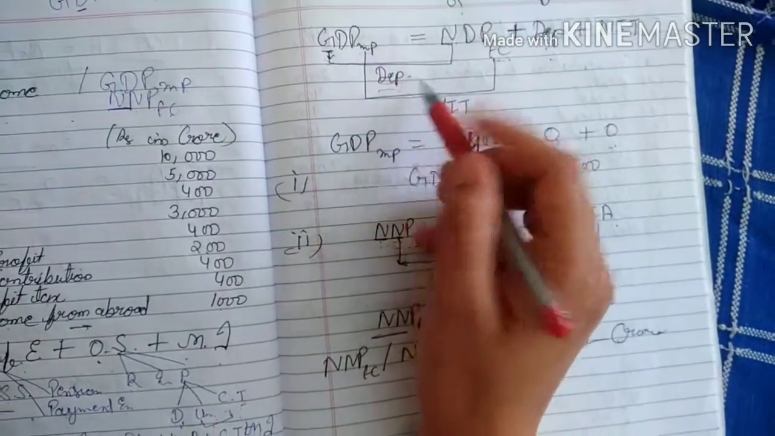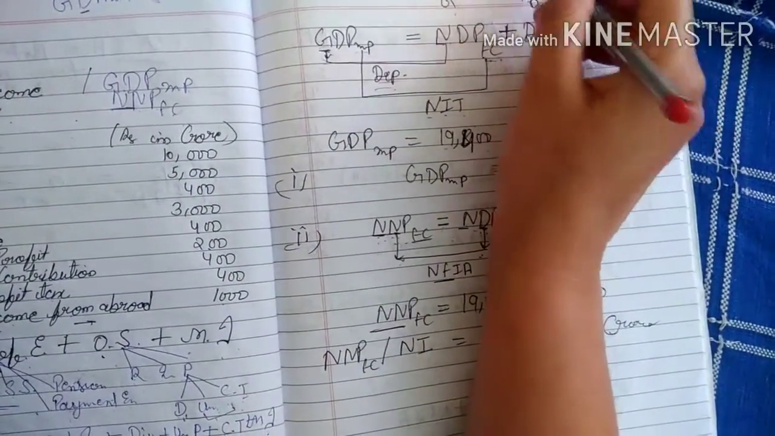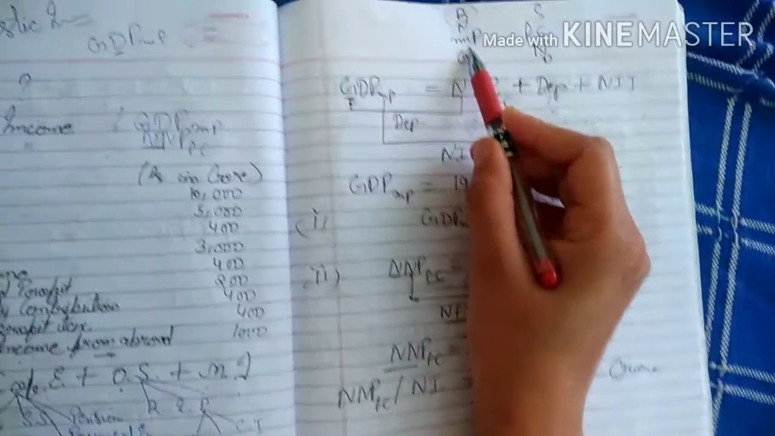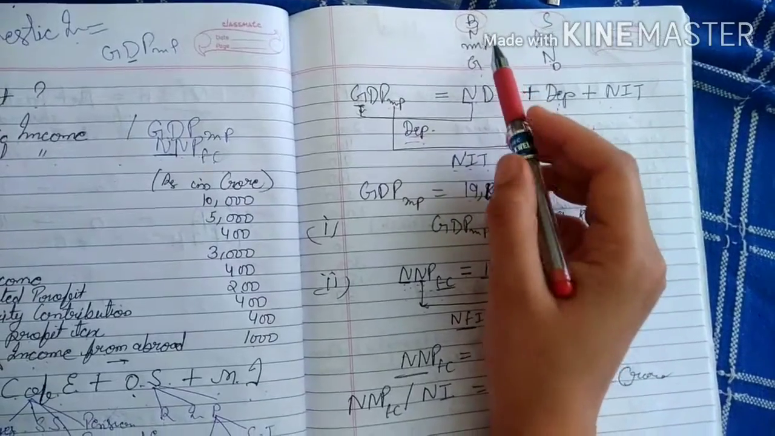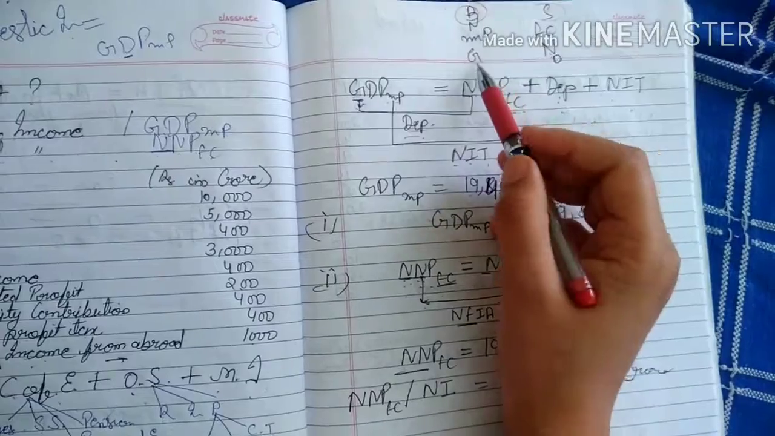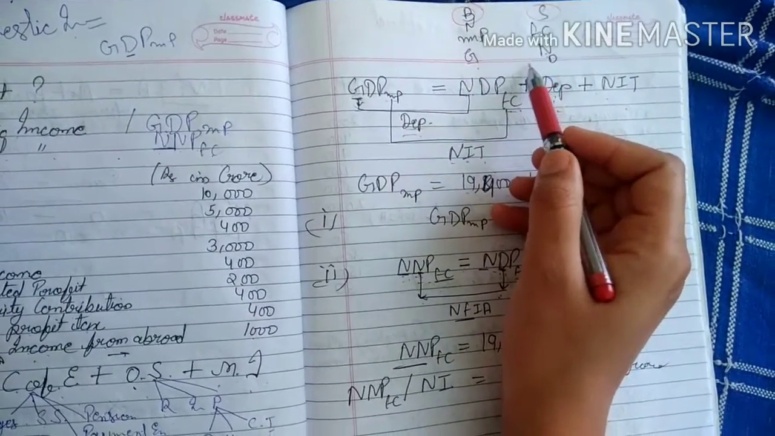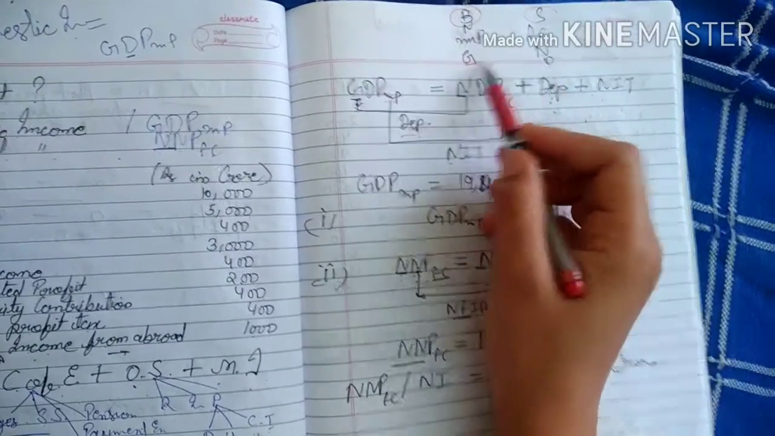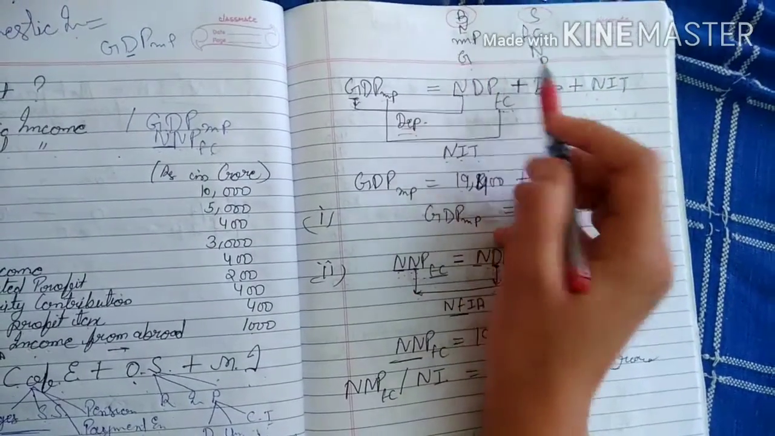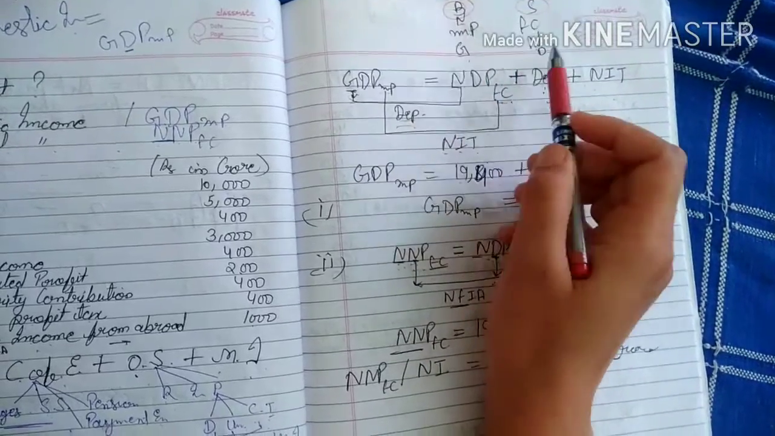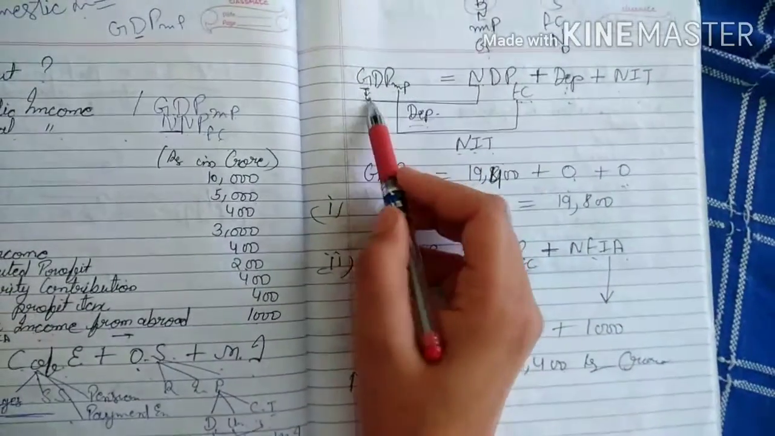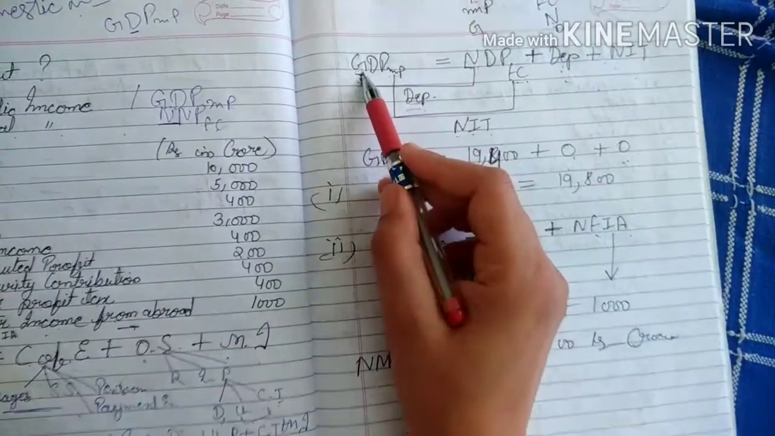Okay, and now remember one thing, make a trick: big, small. G is big, market price is big. Three alphabets are big and three alphabets are small. G having relationship with N, right? So G is big, N is small. National, N is relationship with D, N is big, D is small. MP is big, factor cost is small. Here G is relationship with N, N is small, G is big.